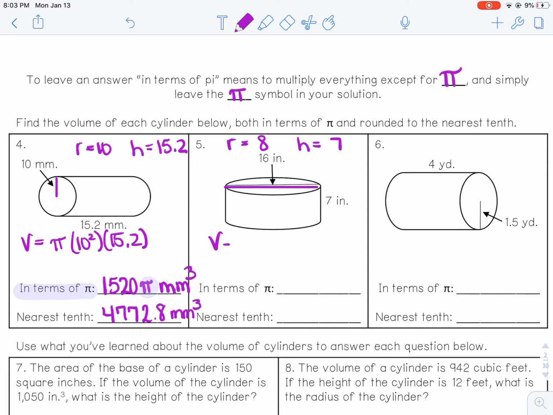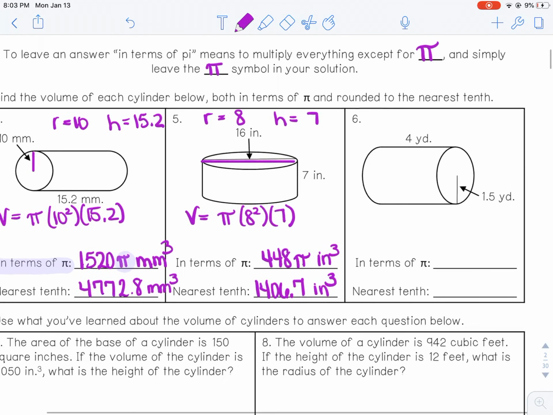All right, so volume equals pi times 8 squared times 7. Okay, so 8 squared, hopefully you can do that in your head, that's 64, times 7 is 448 pi, and you're going to do inches to the third power. Okay, if you go ahead and multiply that times 3.14 to the nearest tenth, it's going to be 1,406.7 cubic inches.